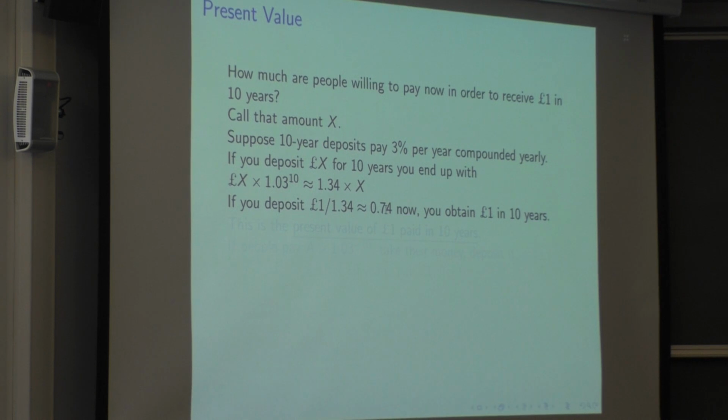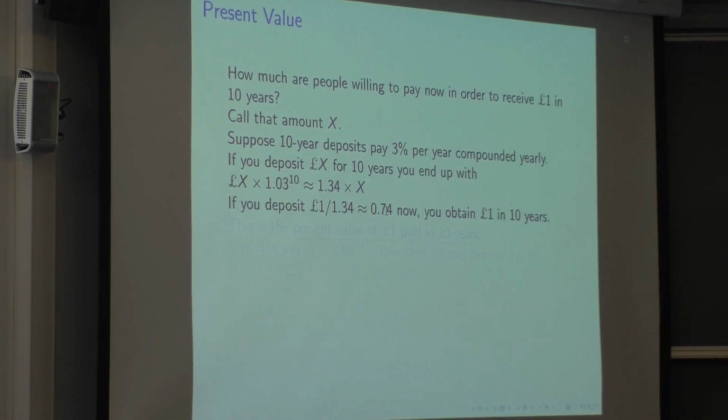And this, I claim, is what should go inside this price tag. So 74 pence is the price of £1 paid in 10 years, assuming that we observe these interest rates. Now, I'm just making a claim here. I'm claiming this is the correct price of this piece of paper.